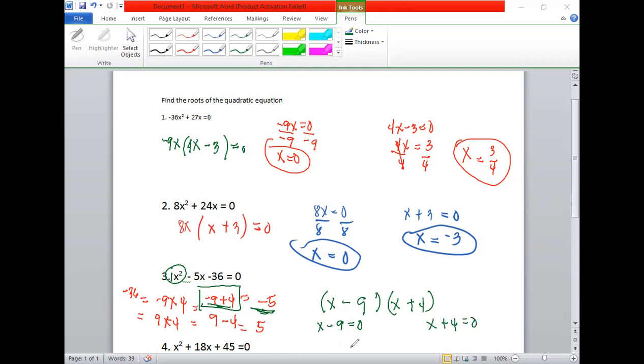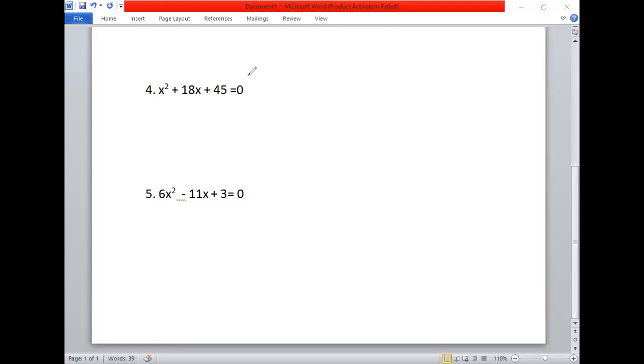Just simply transpose the constant number to the right side of the equation so that x is left. So x is equal to +9 and also x is equal to -4. So the roots of x are 9 and -4. Okay, so now let's proceed to equation number 4.